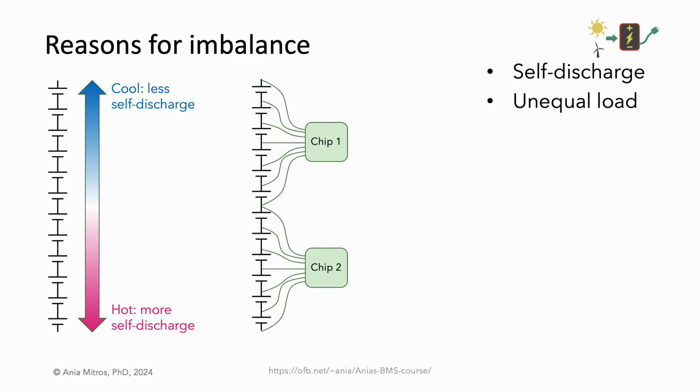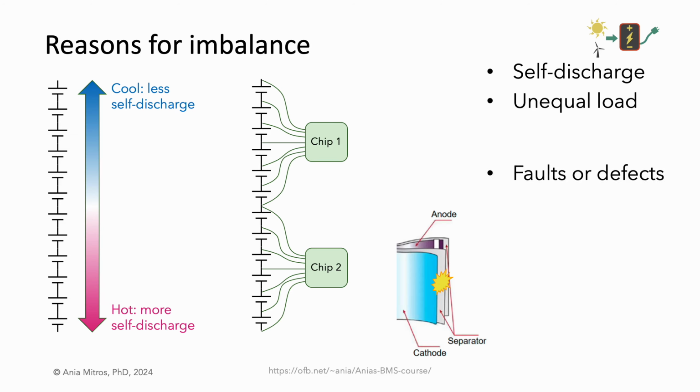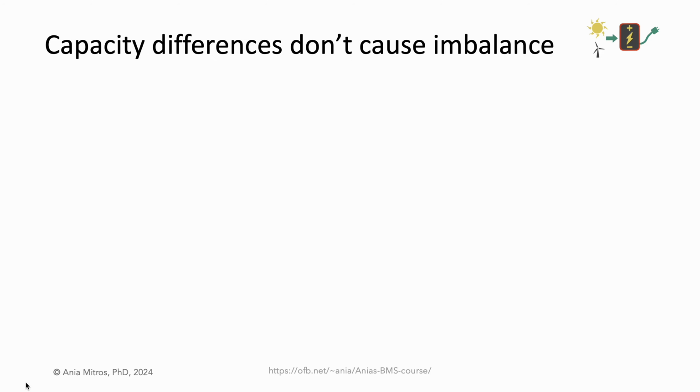Unequal loads also cause imbalance. For example, if the BMS utilizes multiple voltage sensing chips to measure the cell voltages, and if those chips draw slightly different currents, that difference will imbalance the cells powering one chip relative to the cells powering the other chip. Some internal defects or faults can cause high self-discharge in the affected cells, sometimes without propagating. For example, if you have a tiny defect in the separator, you might get a tiny local leakage between the two electrodes.